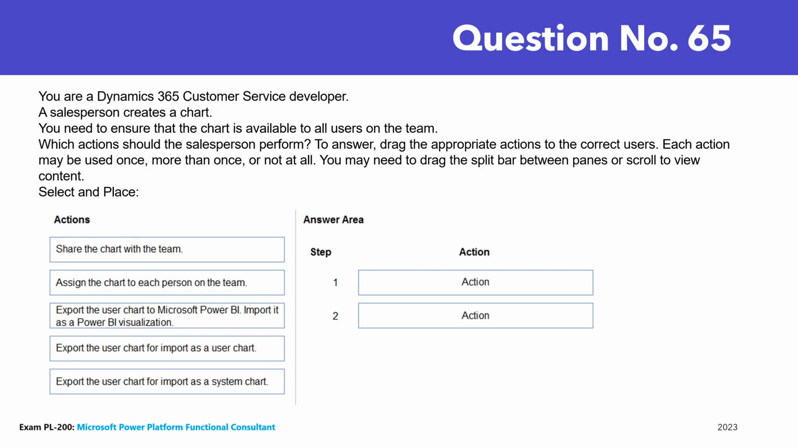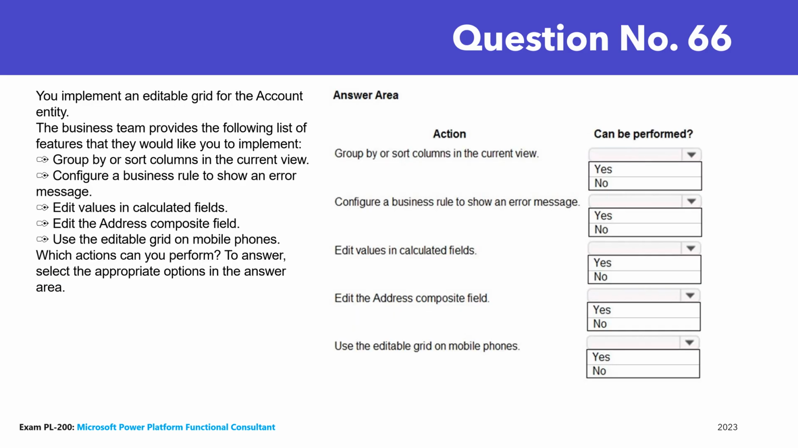Select and place. Step 1: export the user chart for import as a user chart. Step 2: share the chart with the team. You implement an editable grid for the account entity. The business team provides the following list of features that they would like you to implement.